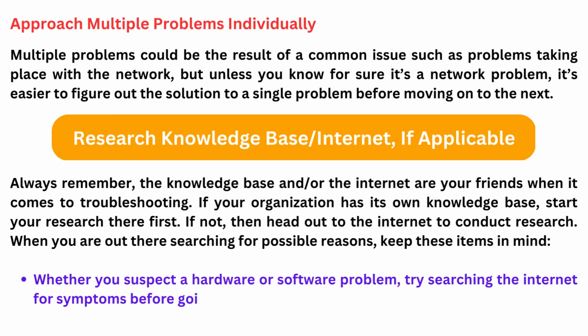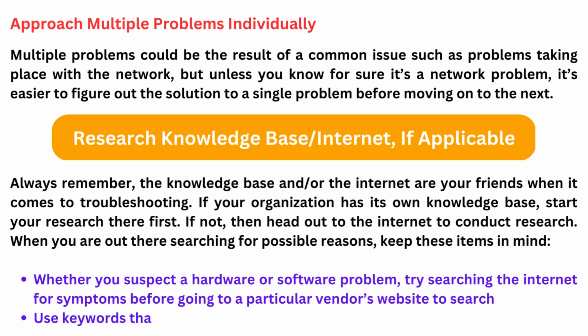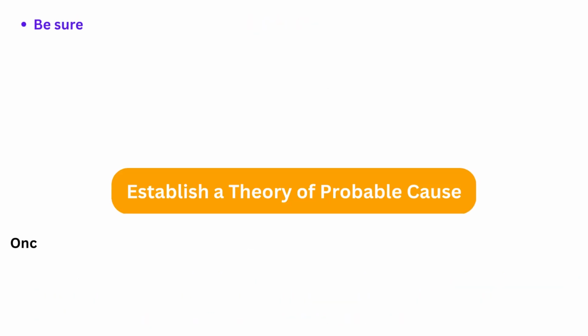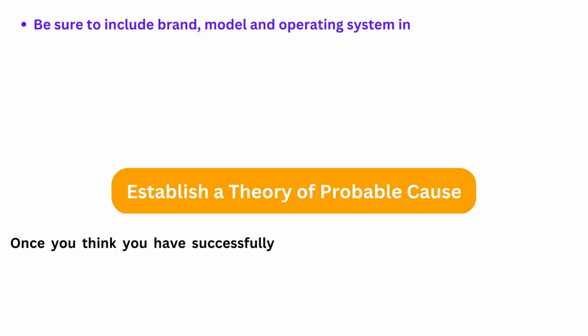Whether you suspect a hardware or software problem, try searching the internet for symptoms before going to a particular vendor's website to search. Use keywords that describe the symptoms or problems. Be sure to include brand, model and operating system information in your search.